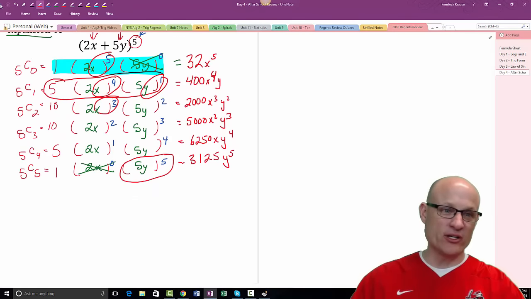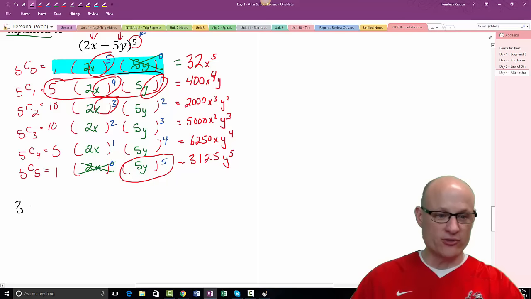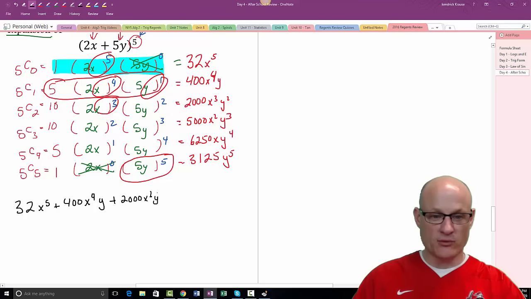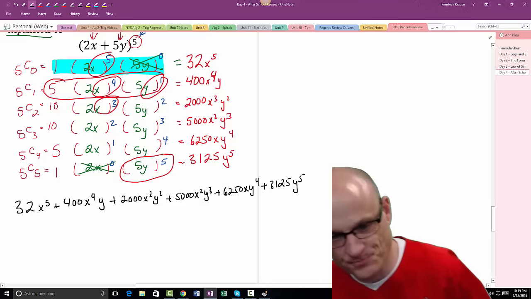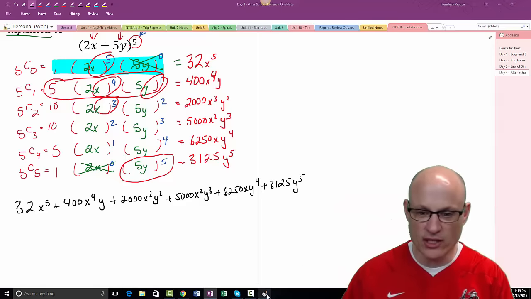This is a polynomial, so you need to give your final answer. My final answer is 32x to the fifth plus 400x to the fourth y plus 2,000x cubed y squared plus 5,000x squared y cubed plus 6250x y to the fourth plus 3125y to the fifth. Holy mackerel. They'll give you lots of room for that. I didn't, but they'll give you lots of room. All right, I should have saved this a long time ago.